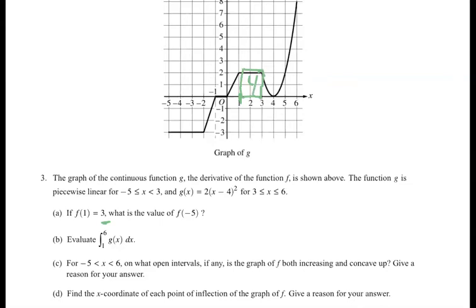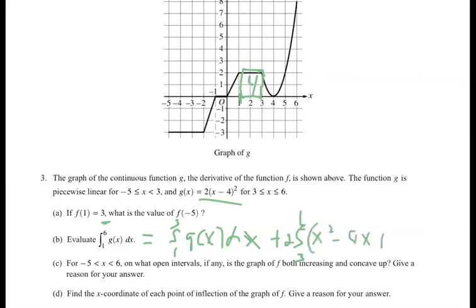So in other words, we are breaking this up from 1 to 3, the integral from 1 to 3 of g of x, and then we have to break that up into the other part. We add on the parabola part, which is the integral from 3 to 6 of this function. And I'm going to go ahead and take this thing right here and FOIL it. So I have x squared minus 8x plus 16 dx.